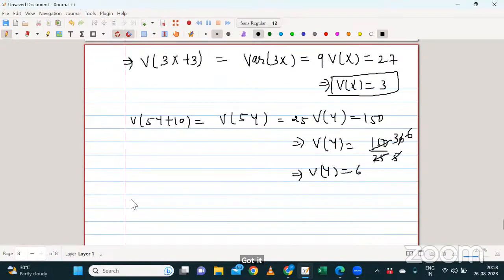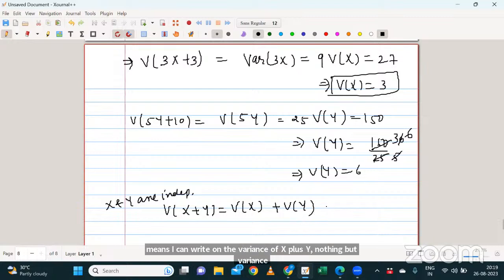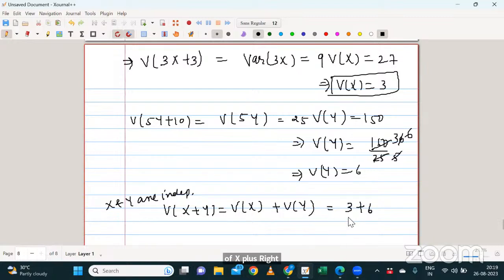So since it's given that x and y are independent, I can write the variance of x plus y as the variance of x plus the variance of y. And what is the variance? It's 3 plus 6, which is 9. So the standard deviation of x plus y will be the square root of 9, which is 3.